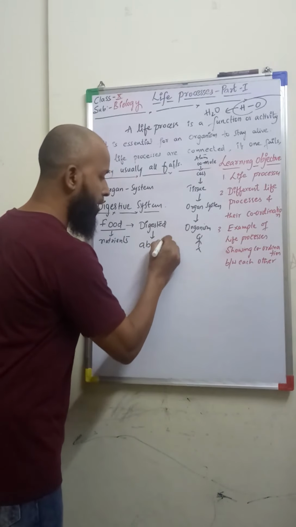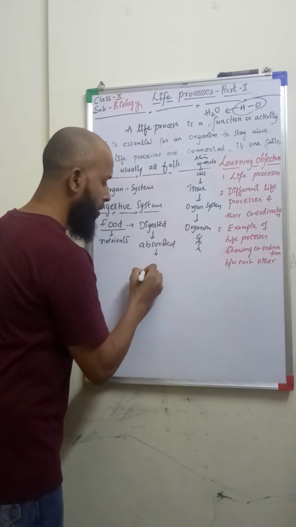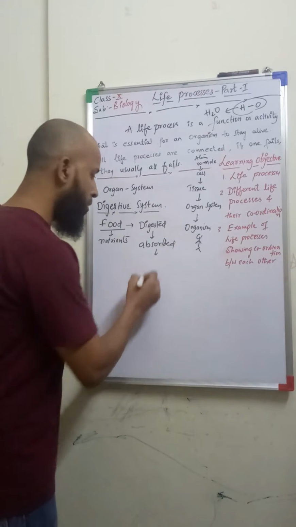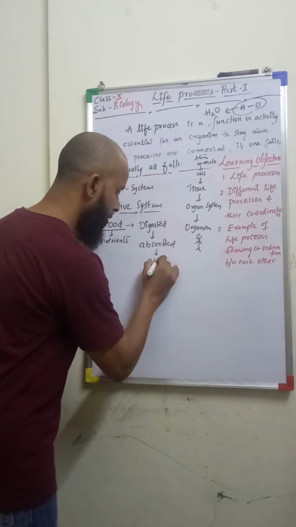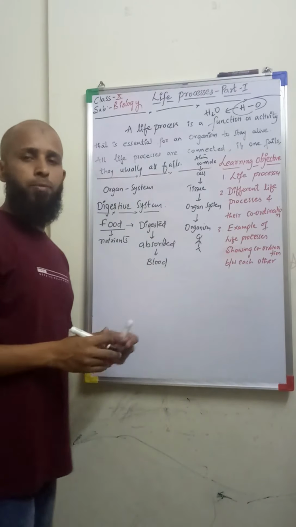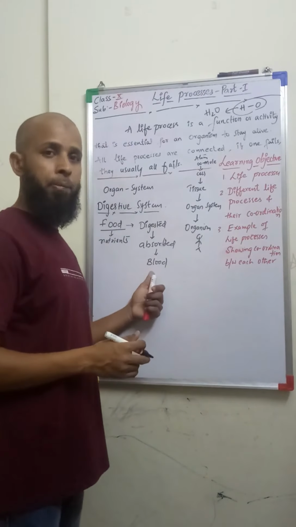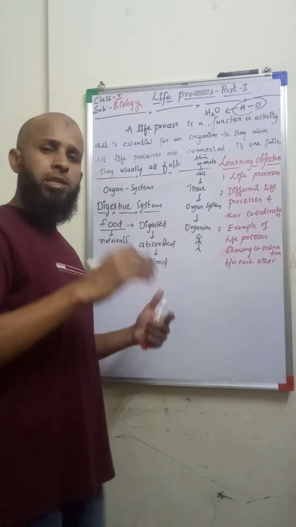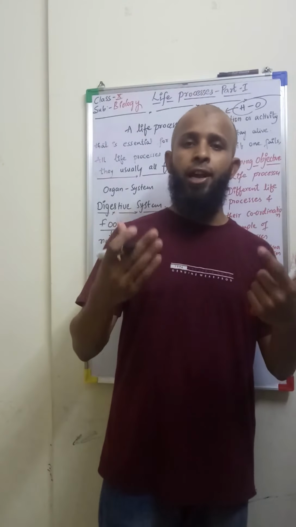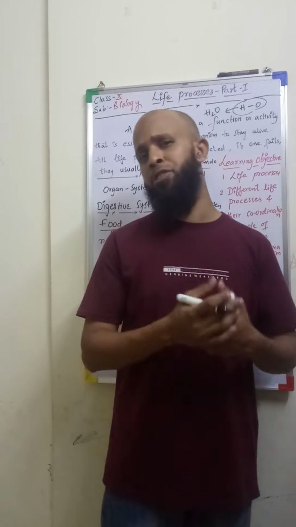Where do they get absorbed? They get absorbed into the blood. Okay, the digested food particles go into the blood. So now this blood is transported to all the parts of our body.